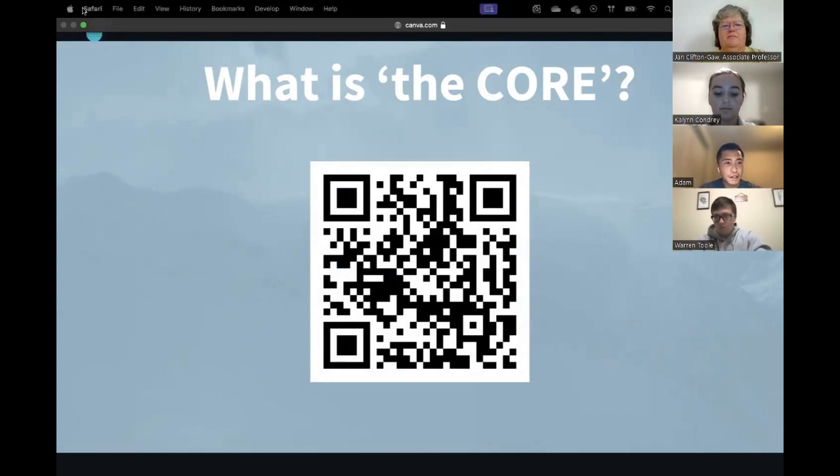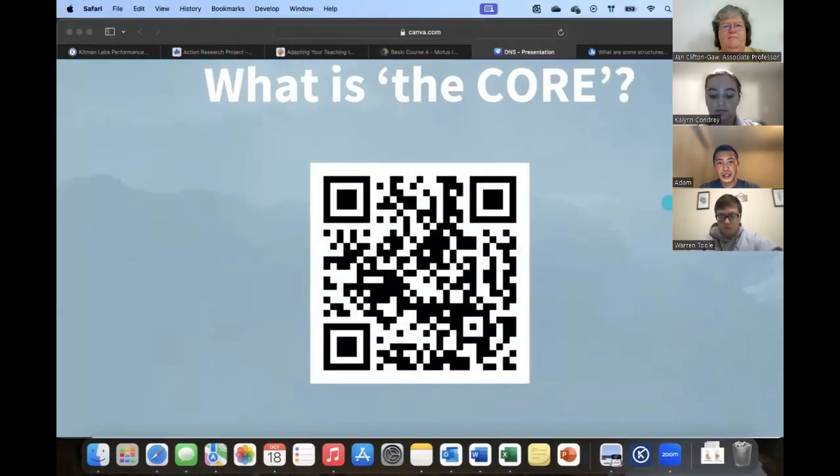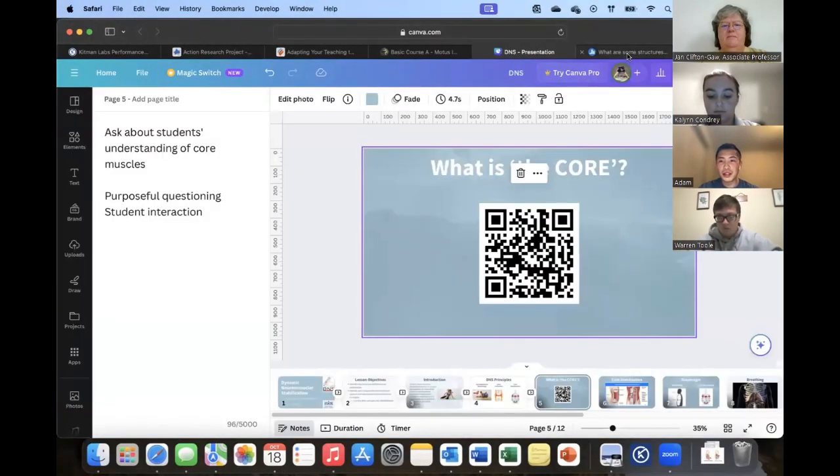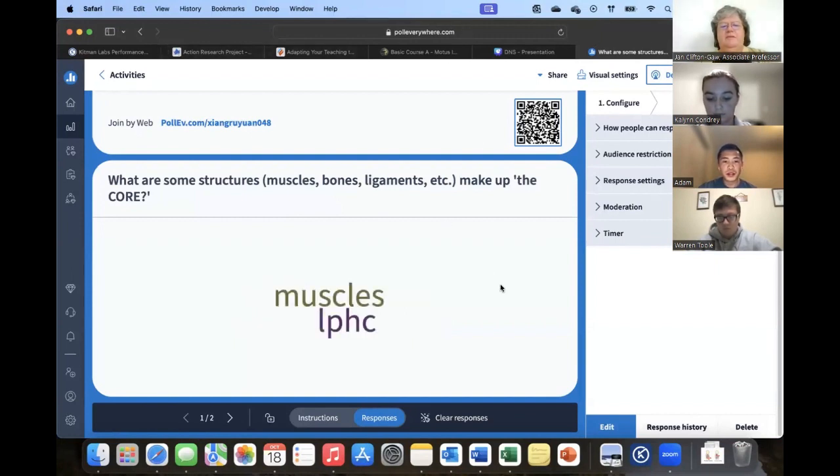You can put either muscles or bones or ligaments, anything that comes to mind. I think that's fine.